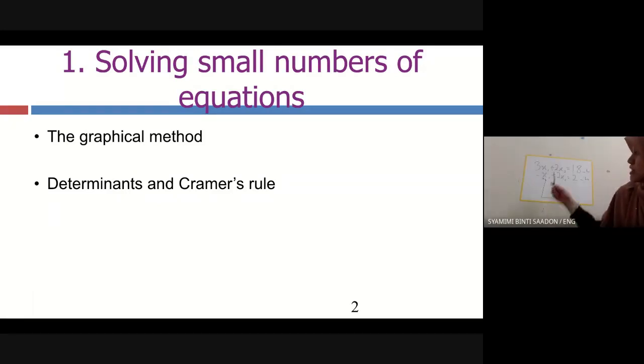We can write the equation x2 in terms of x1. So we have, for example, x2 equals minus 3 minus 3x1 plus 18. Okay. So we have the usual linear equation like y equals mx plus c, right?